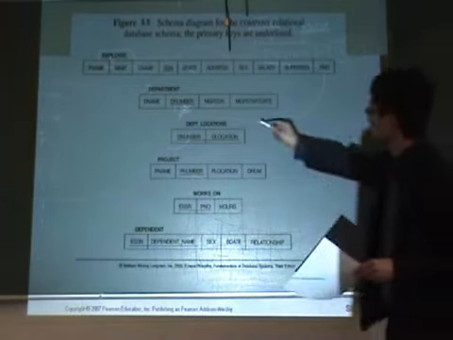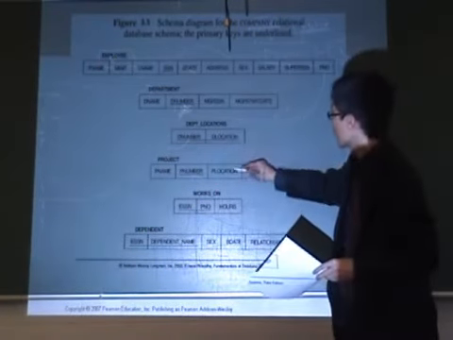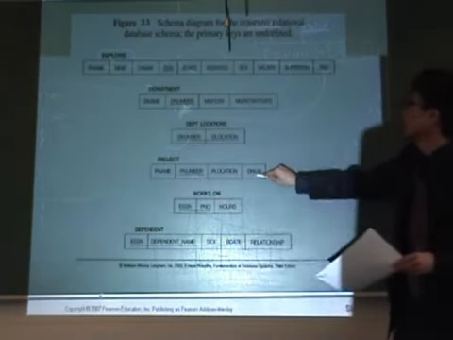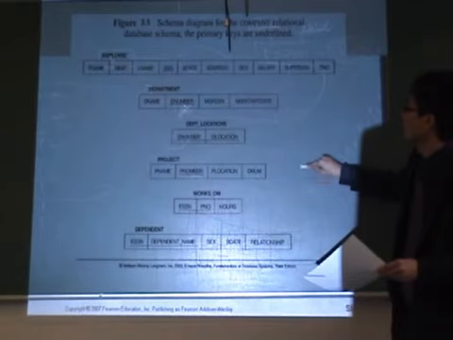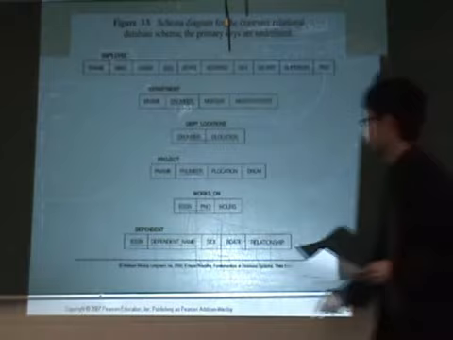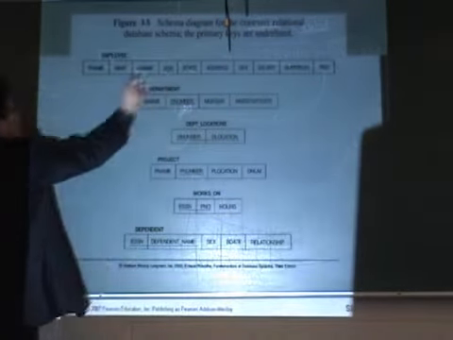D number in project to D number in department locations. D number in project, department, D number in department locations. It's good. Okay, right? And anything else? Yes. The ESSN in dependent. Yes, good. This ESSN definitely depends on social security number in employee.